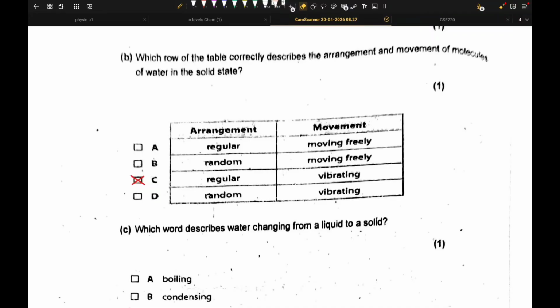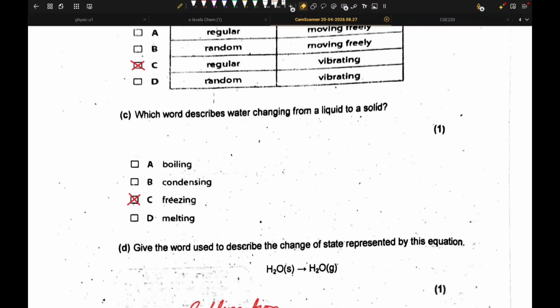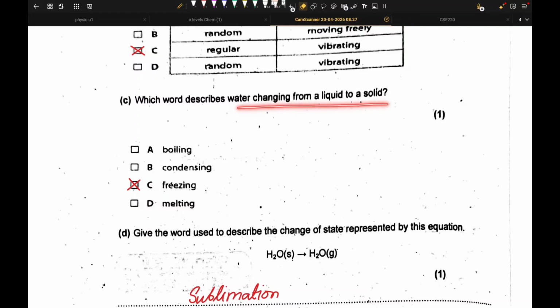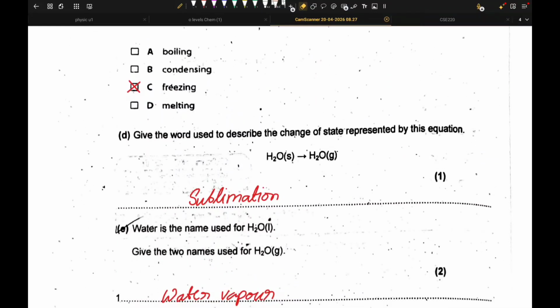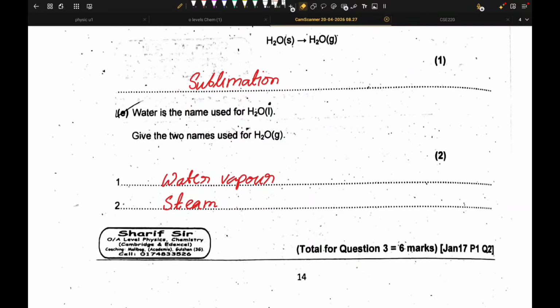Okay, which row in the table correctly describes the arrangement and the movement of the particles of water in solid state? Regular, and vibrating. Which word describes water changing from liquid to solid? Freezing. This is solid to gas, sublimation. What are the two names of H2O? One is water vapor, the other one is steam.